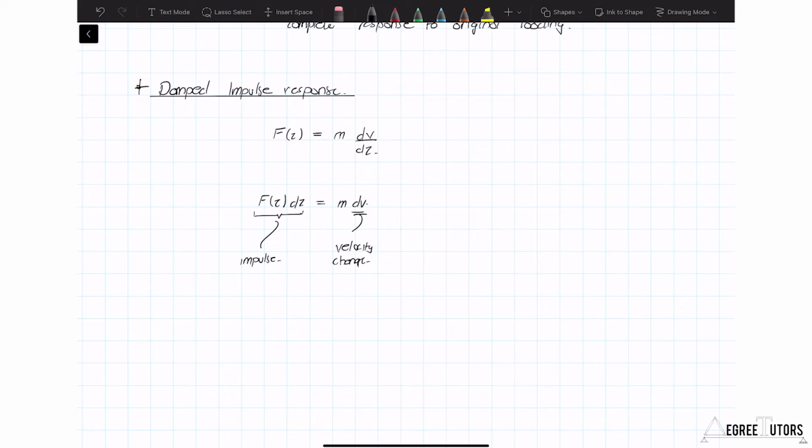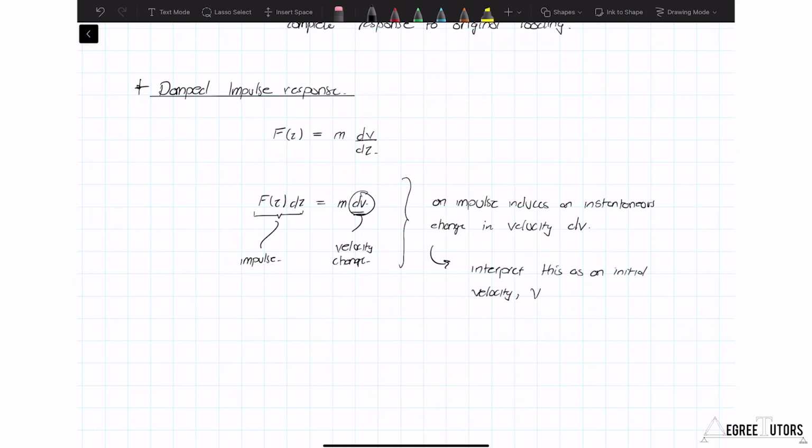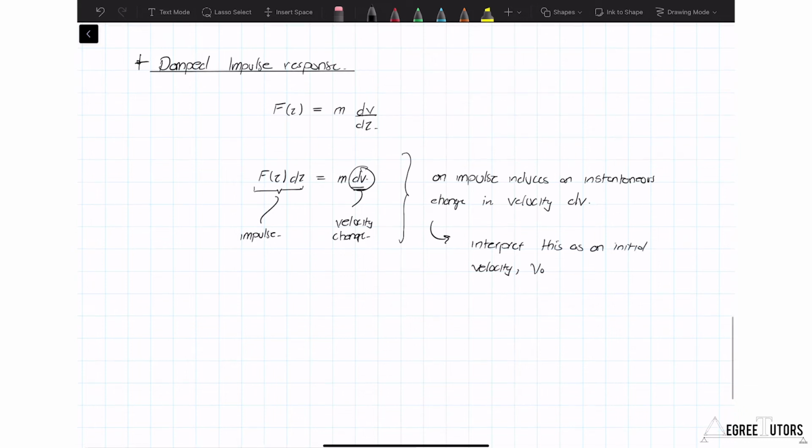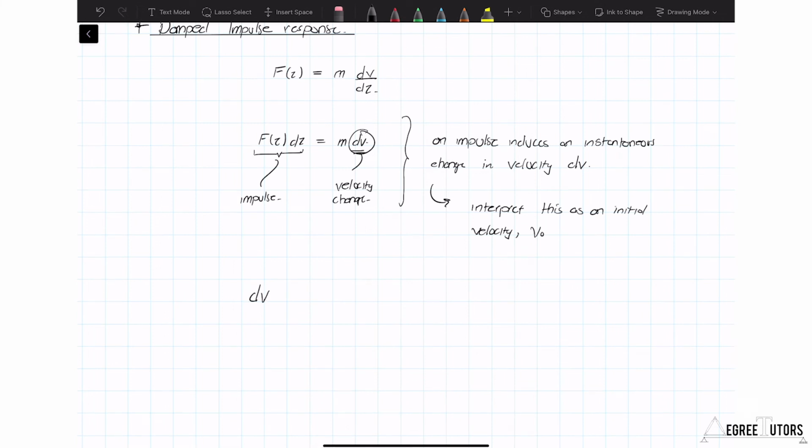Now we can interpret that instantaneous change in velocity as an initial velocity. So let's put a note down here to say an impulse induces an instantaneous change in velocity dv. Now we can interpret that instantaneous change in velocity upon application of this impulse as an initial velocity, and we're going to call that v0. So what does that mean? That means that we can say dv, which we're now choosing to interpret as an initial velocity, is going to be equal to f of tau d tau over m. Okay, so now let's think where we are.